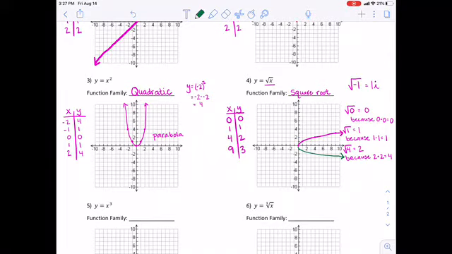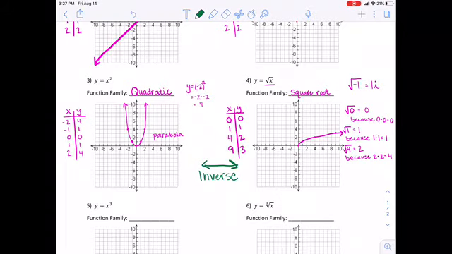Because these two functions have this relationship, we actually call them inverse functions. And we are going to be learning more about inverse functions as the year goes on. But these two, the quadratic and square root families, are inverse families.